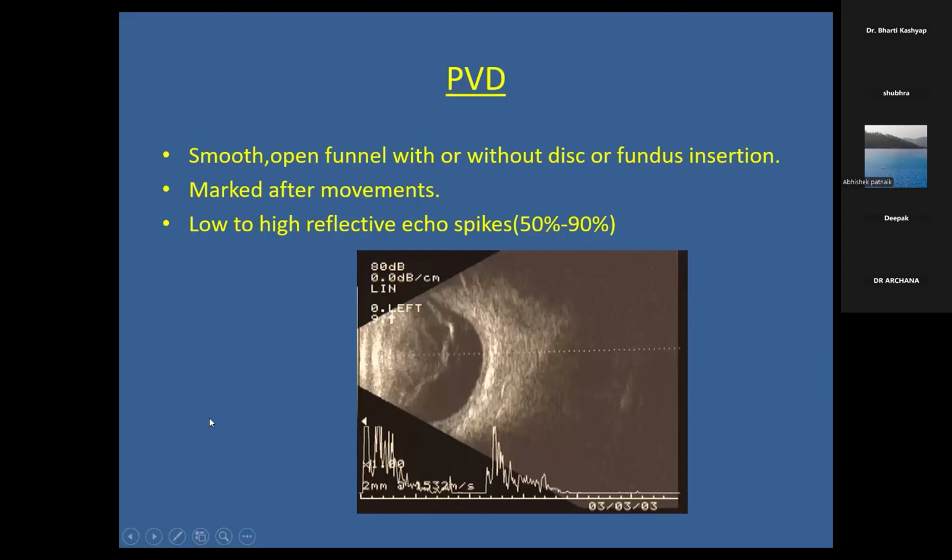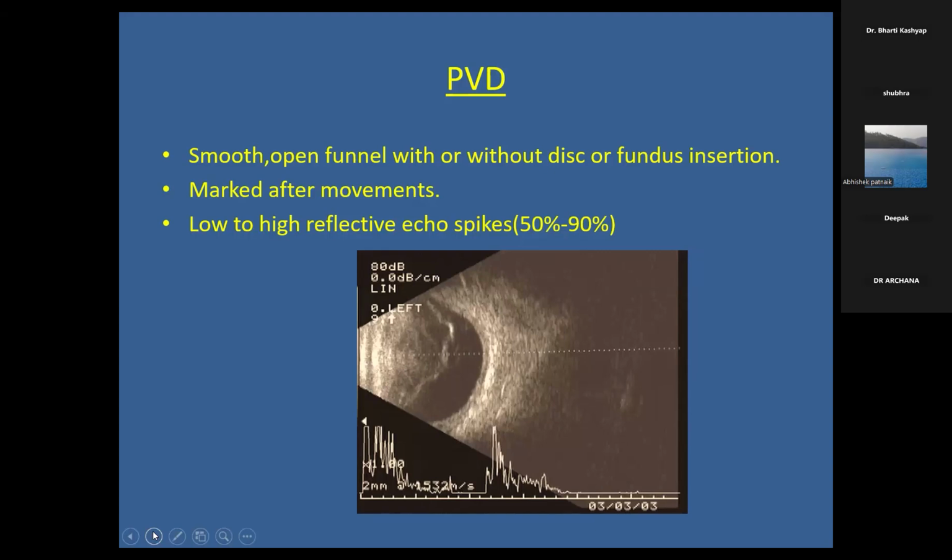This is another very common pathology that we need to know, which we need to distinguish from the retinal detachment. Many students or many PG aspirants get confused between retinal detachment and PVD. PVD is posterior vitreous detachment. The membranes appear here also, but the appearance of the membranes is generally smooth. They're an open funnel with or without attachment to the disc or fundus insertion.